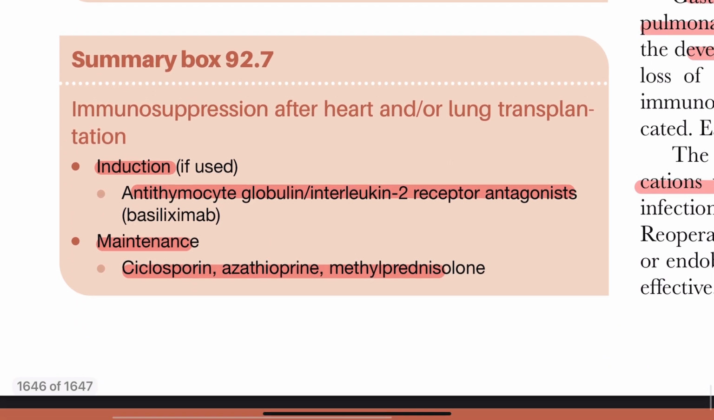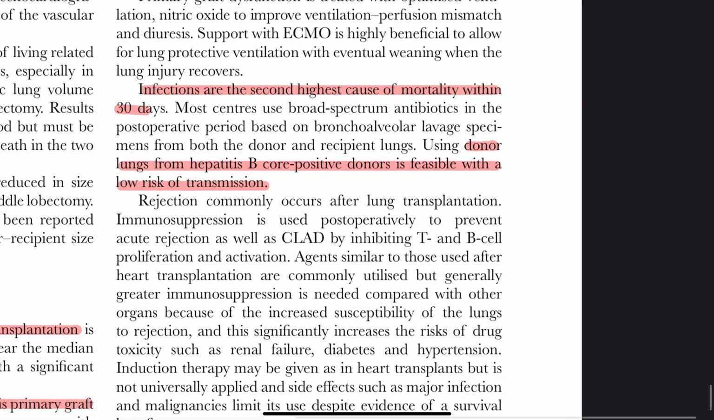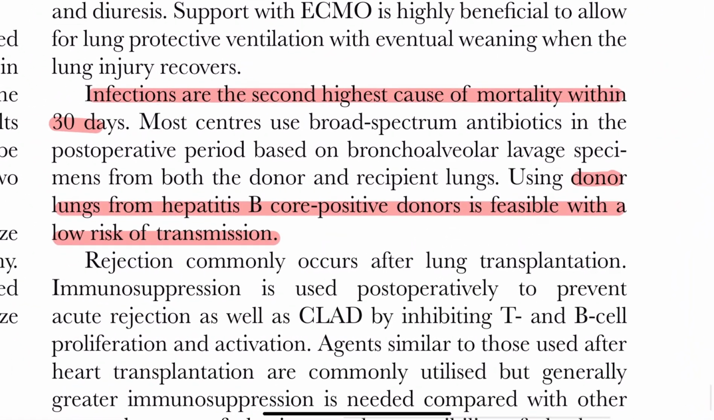So immunosuppressants after heart and lung transplant are of two types. First is induction therapy, then maintenance. In induction therapy, you can give anti-thymocyte globulin or an interleukin-2 receptor antagonist, basiliximab, important MCQ. And then maintenance is triple therapy like cyclosporin, azathioprine, and methylprednisolone. So infection is the second leading cause of mortality within 30 days. So first was primary graft dysfunction.